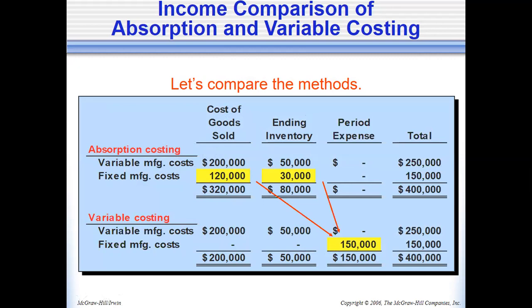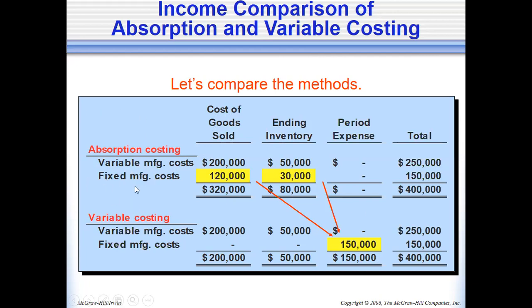For the ending inventory, we had 25,000 units produced and sold 20,000, so 5,000 units in the ending inventory. 5,000 multiplied by 16 is 80,000. Then 5,000 times 10 is 50,000. The period expense here would be 0, no further. But for the fixed manufacturing cost, that would be the entire value, because under variable costing, the fixed manufacturing cost is expensed in its entirety.